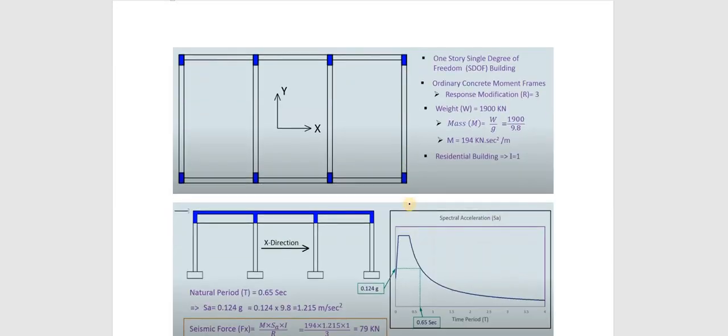Here you can see a plan of a building, and here you can see a single degree of freedom building. Now this response modification factor is based on the building only. Sometimes it is 3 or sometimes it is taken as 5. We will discuss that later. The total weight, I can easily find out, the weight of the building, so I will get the mass and all.